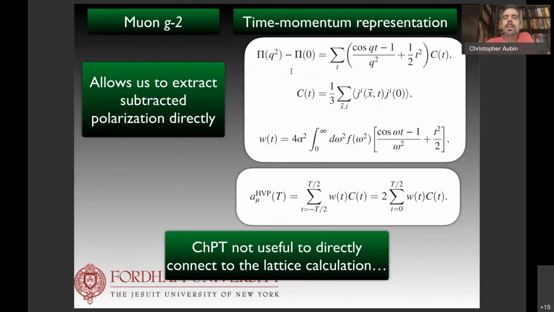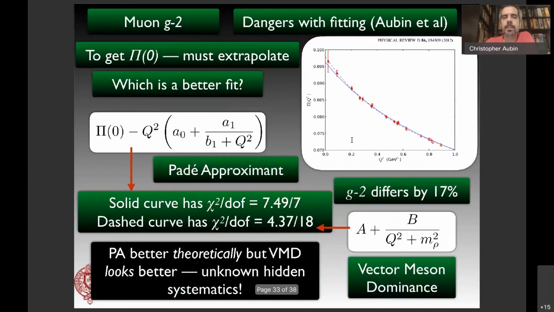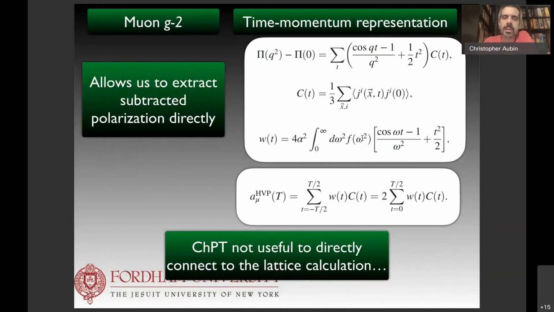So I take this correlator and throw it into this integral over the same kernel that was over here, f(k²), now I'm calling it f(q²), or f(ω²). Stupid notation. Doesn't matter. It's just a variable. I'll calculate this expression here, w(t), and again, you can show that if you take w(t), multiply it by this correlator C(t), and then sum over time, I'll get this contribution to the g-2 of the muon.